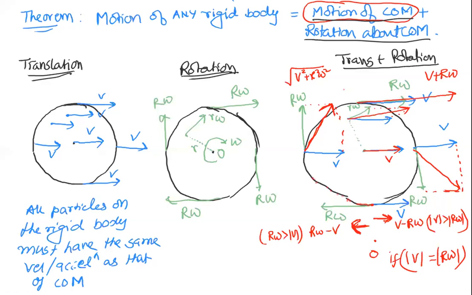The point is that the velocity of a particle which is leaving the rim of the wheel has a velocity which is exactly equal to the velocity of that point of the rim of the wheel, which itself is the vector sum of velocity due to translation and velocity due to rotation.